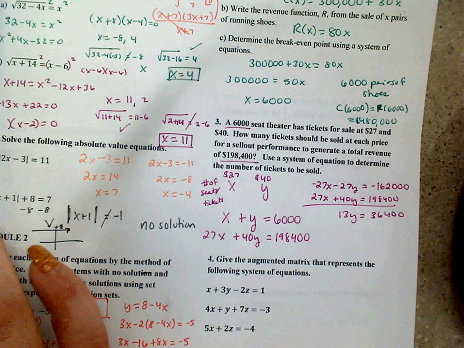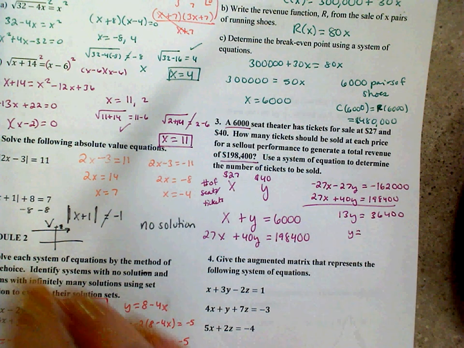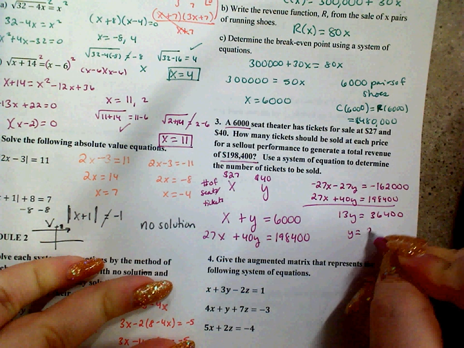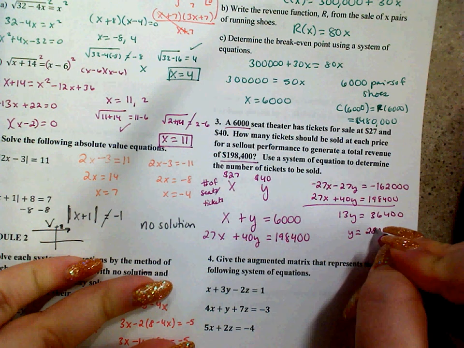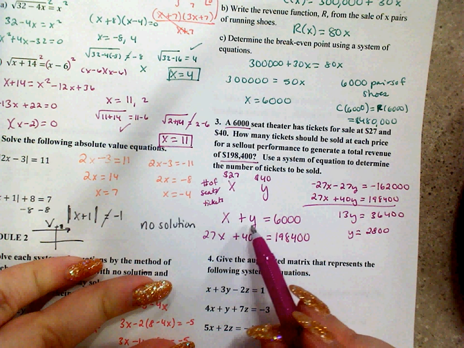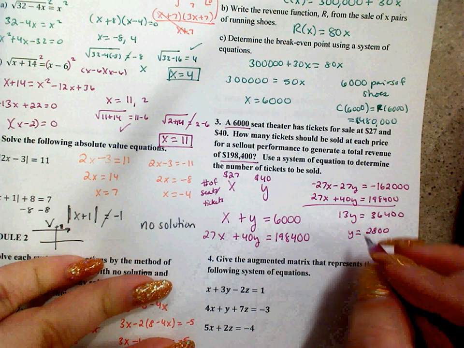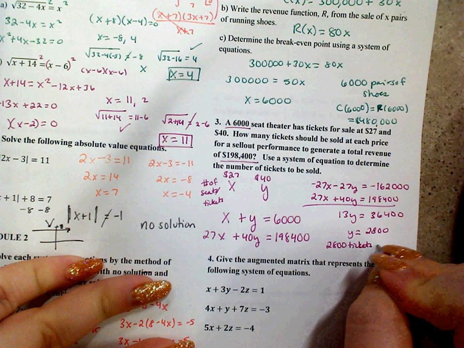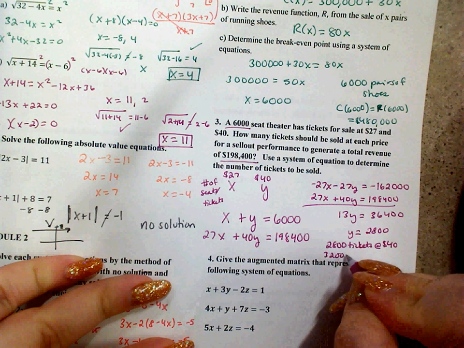Then I divide by 13. And I get that there are 2,800 seats sold at $40. And then I know that the number of seats adds to 6,000. So if y is 2,800, then x is 3,200. So there are 2,800 tickets at $40 and 3,200 tickets at $27.